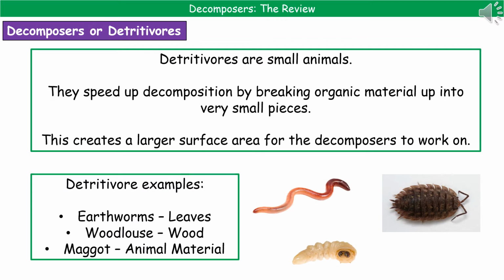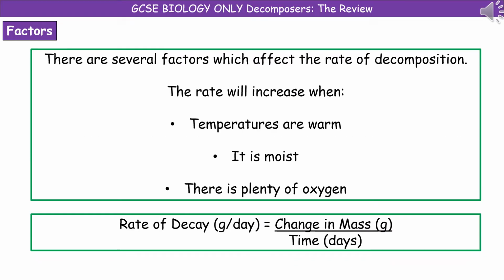When we're talking about a detritivore, these are small animals, and what they do is speed up decomposition by breaking organic material up into very small pieces. So as a result, the decomposers have a much larger surface area to work on. Three examples of detritivores to remember: earthworms, which will break down leaves, woodlice, which are going to break down the wood, and maggots, which tend to focus on animal material.